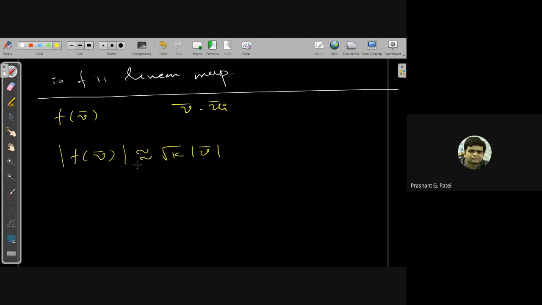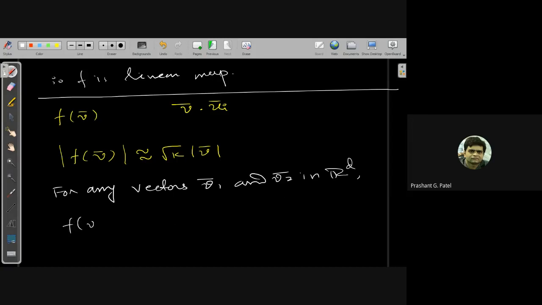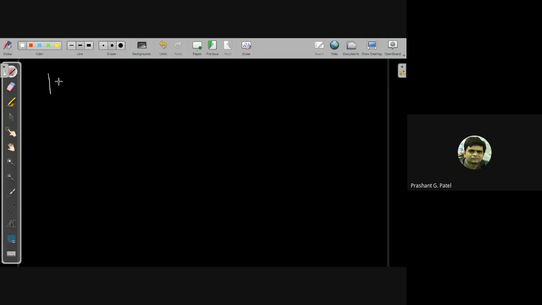What does it mean? If we can prove this, what we can say is for any vectors v1 bar and v2 bar in Rd, f of v1 bar minus v2 bar, as f is a linear map, we can write as f of v1 minus f of v2 bar. And thus to estimate the distance between any two vectors in the space Rd, we know that the distance between two vectors can be written as mod of v1 bar minus v2 bar. So it is sufficient to compute this: mod of f of v1 bar minus v2 bar is the same as mod of f of v1 bar minus f of v2 bar.